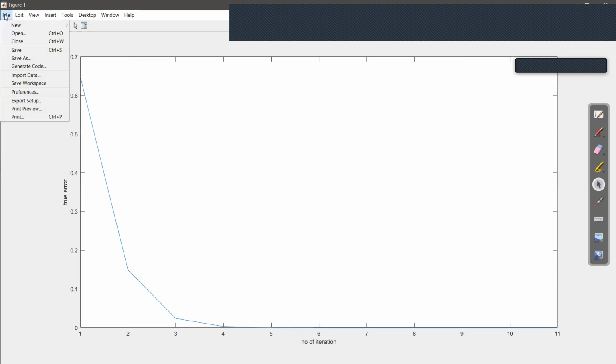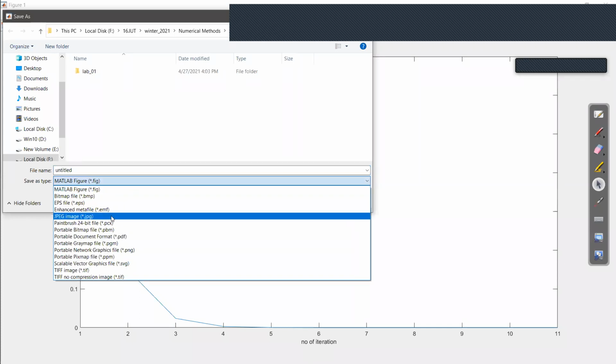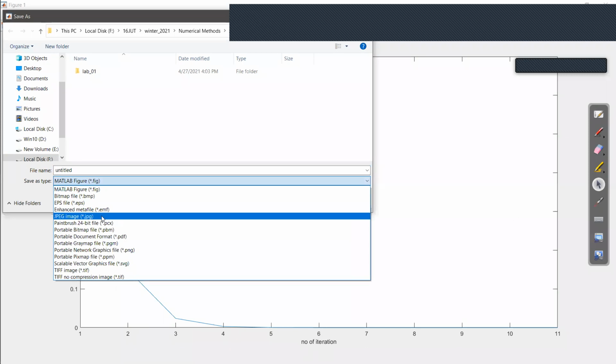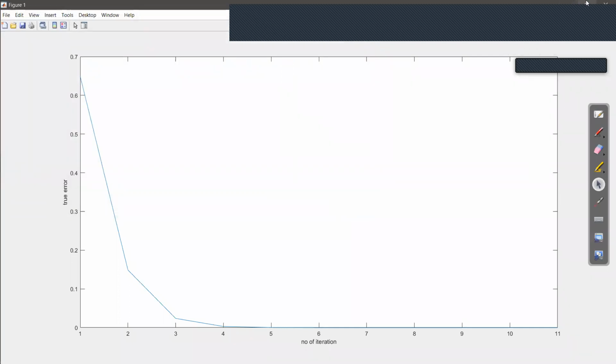Go to File, then there is Save As, right? In Save As, it is automatically saved as a MATLAB figure type. But if you save it as a MATLAB figure, you will not be able to see it without MATLAB. There are other formats like PNG or JPEG. Save it like this, then you will be able to use it outside MATLAB. You can also export the figure this way. Any question up to now?